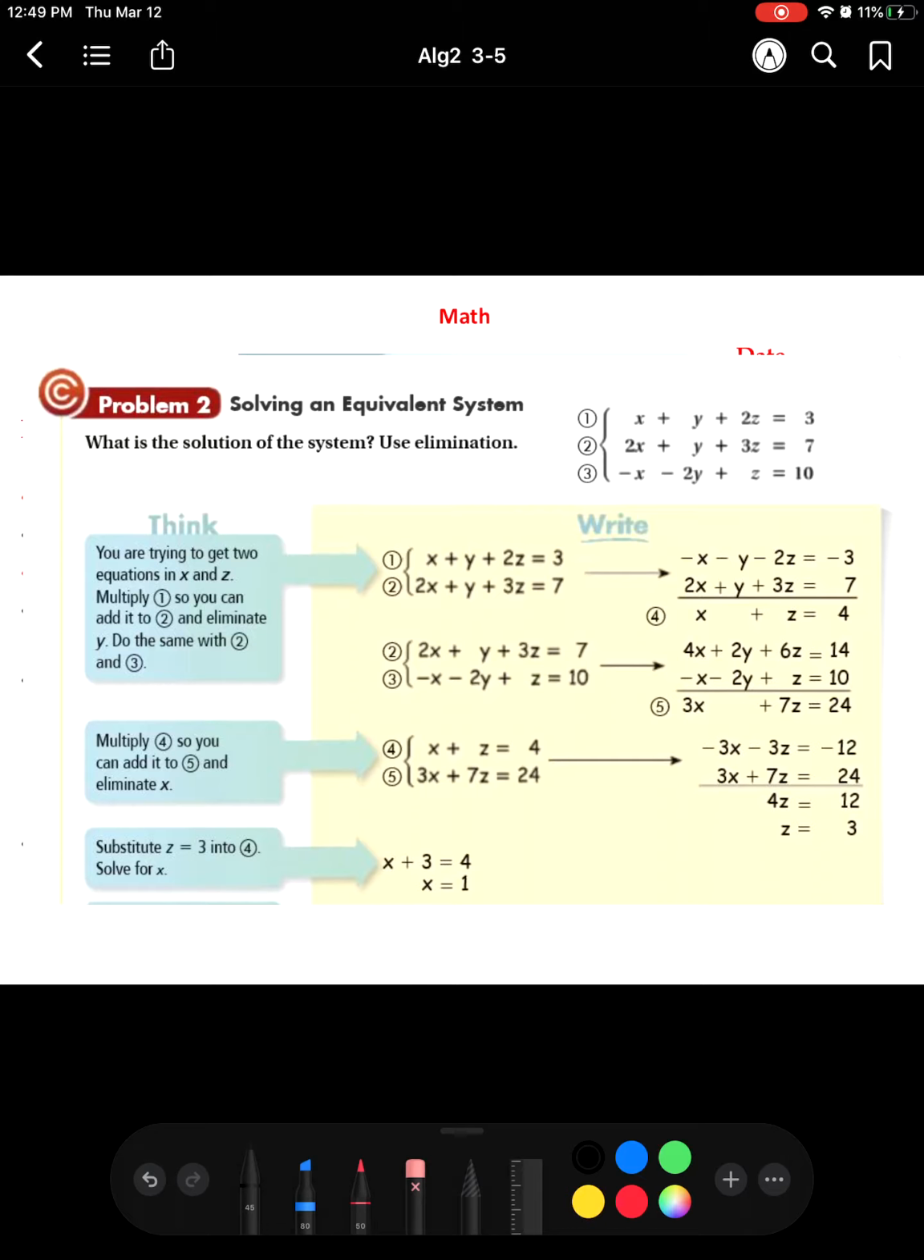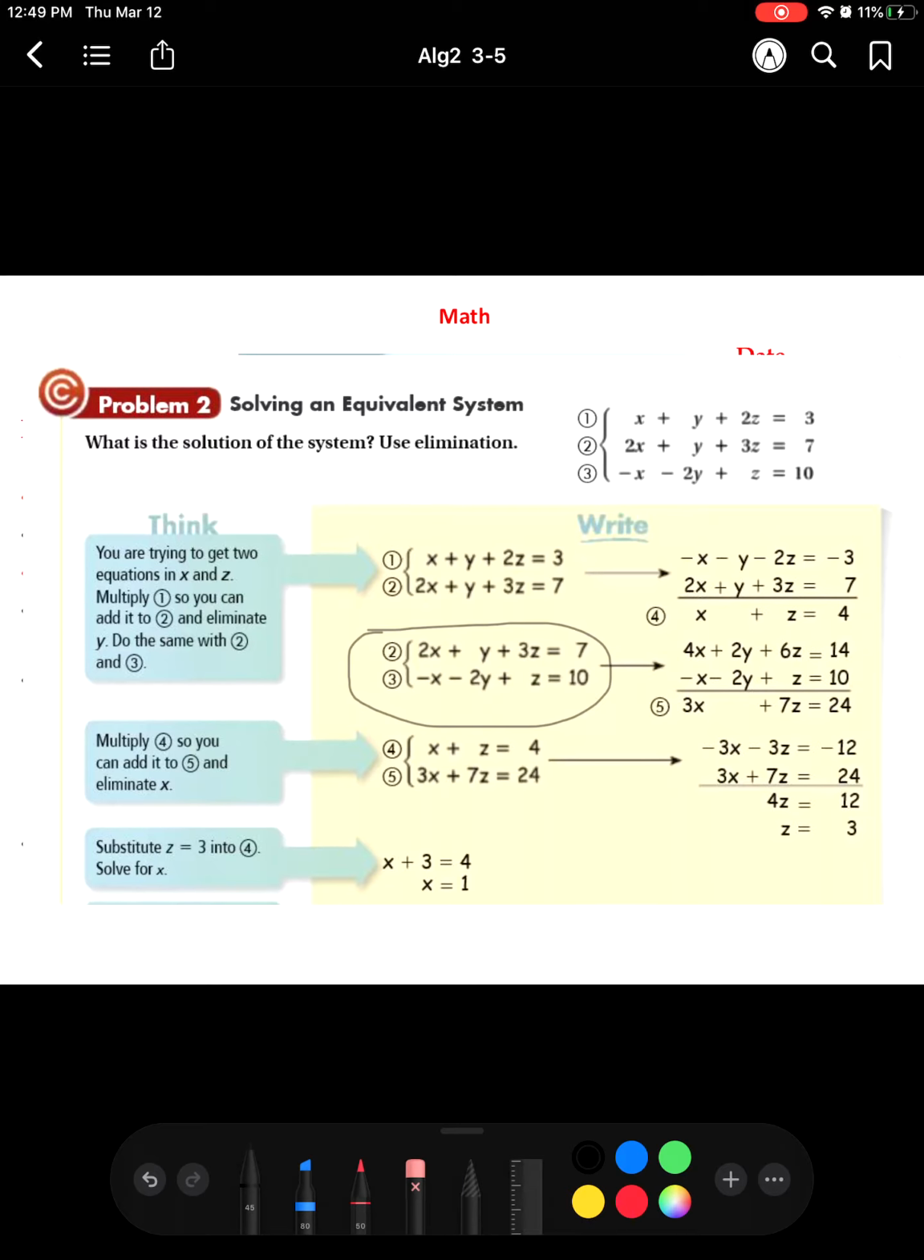The second and the third equation here, and I will think, how can I eliminate the y? The y here has a coefficient of 1 and here negative 2. So I will multiply the first equation by 2. So I will have, instead of 2x, 4x, instead of y, 2y, and instead of 3z, I will have 6z, and the answer as well equals 14.